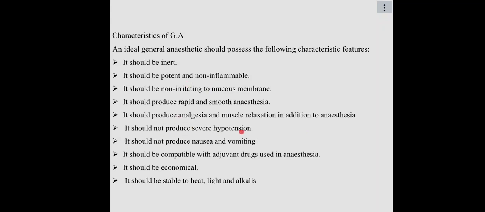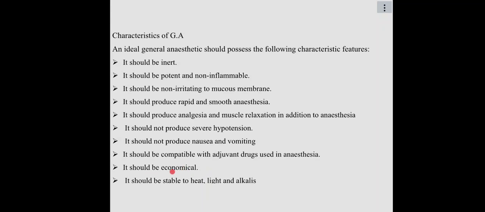It should not produce severe hypotension. It should not produce nausea and vomiting. It should be compatible with adjuvant drugs used in anesthesia. We have said you can add other drugs so that you get the best state during the surgery. It should be economical. In other words, it shouldn't be very expensive, but we call them cost effective, because you can have something cheap that is not effective.